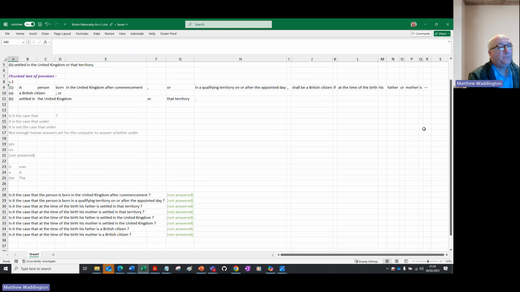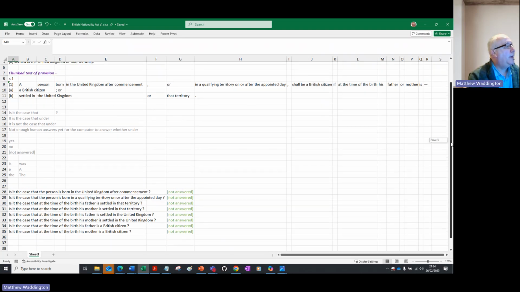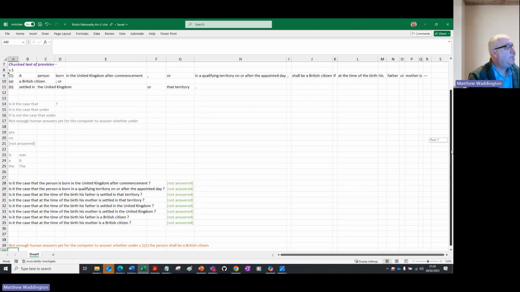The point then is that that formula captures the relationship between each of these provisions as set out in the original legislation. So if I answer that the person is born in the UK after commencement, and then I say that the person's father was settled in the UK after commencement, if you watch the bottom of the screen, it switches to it is the case that under section 1.1 the person shall be a British citizen.